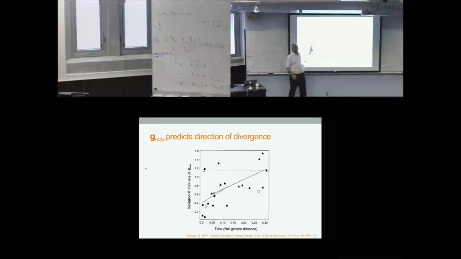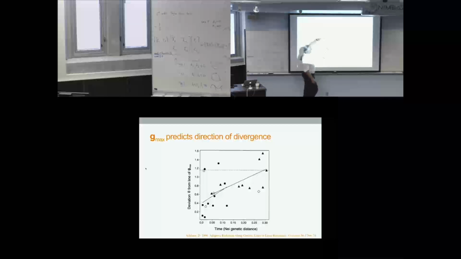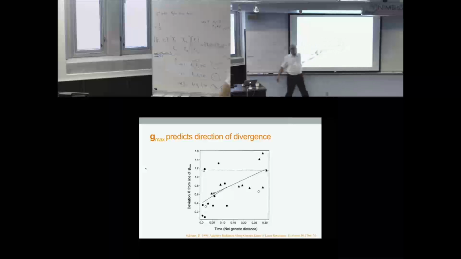Okay, so he said, let's compare the angle between Gmax and the axis of divergence between the two species. Okay. And so what he found, so zero's down here. Unfortunately, I'm sure Dolph made this in the early days of R before he learned to put the axes in the proper places. But the zero's about here. And that's where there'd be a perfect match between divergence and Gmax. This dotted line is what you'd expect by chance, okay, for that angle.